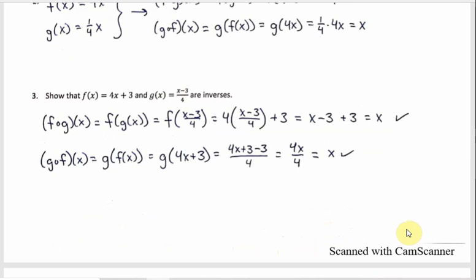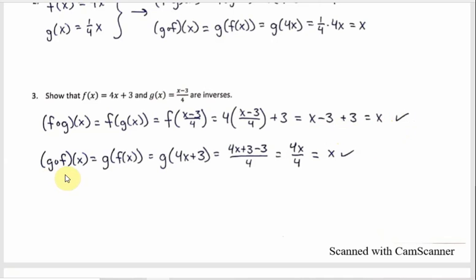The last example on this page is one that's a little bit more elaborate with the functions. To show that 4x plus 3 and x minus 3 divided by 4 are inverses, we just have to do both compositions. So f composed with g of x, that would be f of g of x, but here g of x is x minus 3 over 4. So f of that, you'd have 4 times x minus 3 over 4, and then plus 3. 4 times x minus 3 over 4, you can just cancel those 4's out, and that's x minus 3. So you end up with x minus 3 plus 3. Yep, that works. You get x. That's why I got the check mark over there, because you get what you're supposed to.